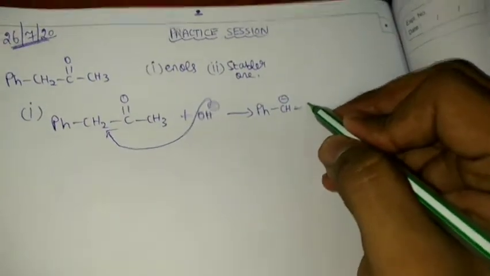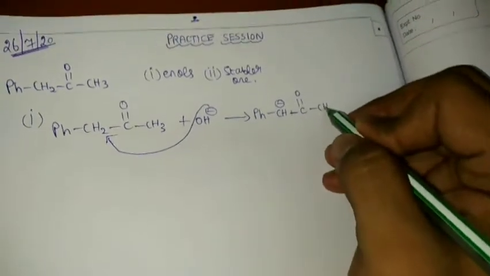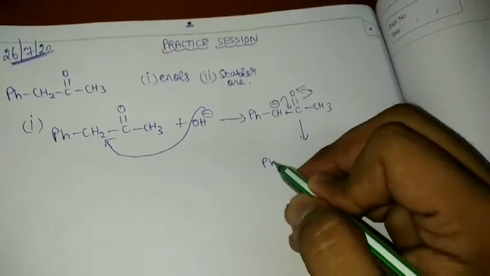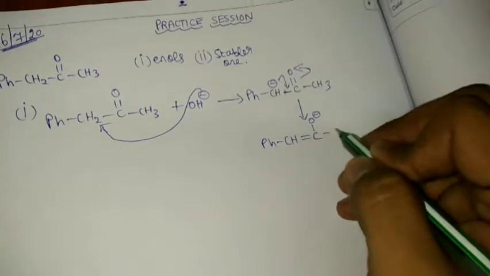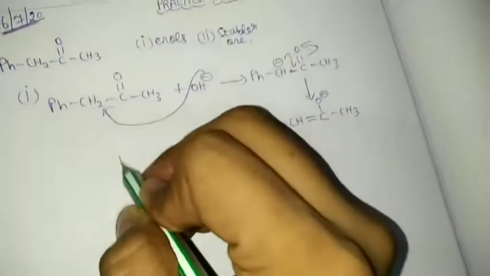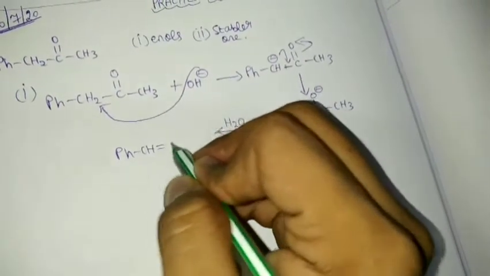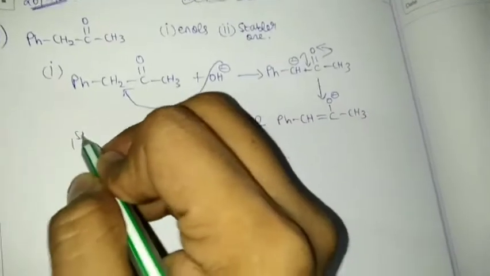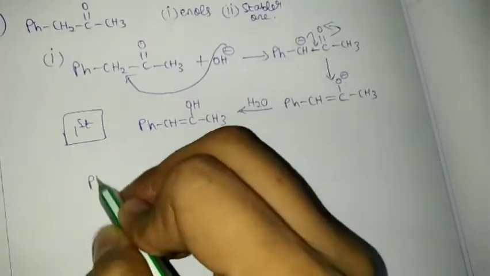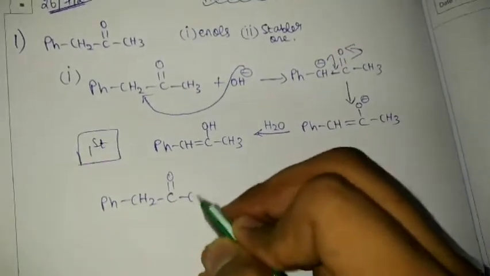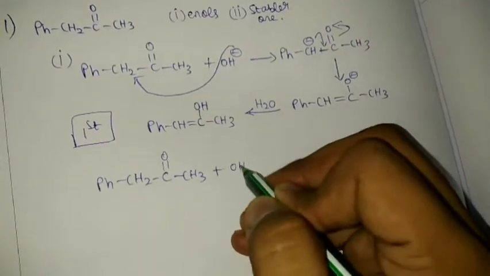So it will come as C double bond O CH3. What will happen? Ph CH double bond C O minus CH3, then H2O, giving Ph CH double bond C OH CH3. This is the first enol. The second is also possible in this way: Ph CH2 C double bond O CH3, where OH minus can attack.